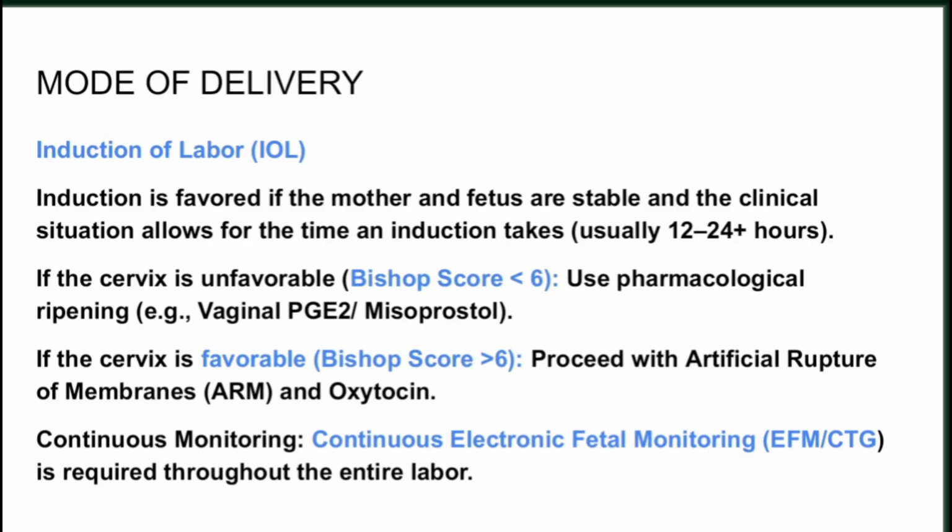Okay. So the mode of delivery for this woman with preeclampsia is we're going to induce labor. For induction of labor, we're going to use our Bishop score. If the Bishop score is unfavorable, less than 6, we're going to use prostaglandins or misoprostol. If it's favorable, greater than 6 or 7, we're going to do artificial rupture of membranes and use oxytocin. And remember that we have to put this patient on CTG throughout the entire labor, just to make sure there's no fetal distress or fetal hypoxia due to the risk of uteroplacental insufficiency.